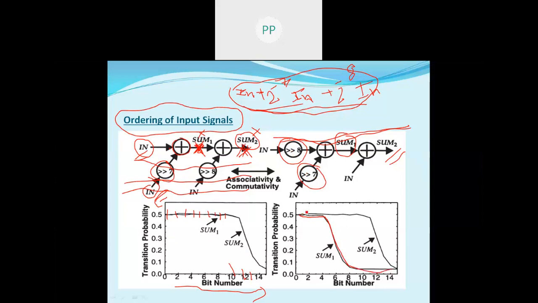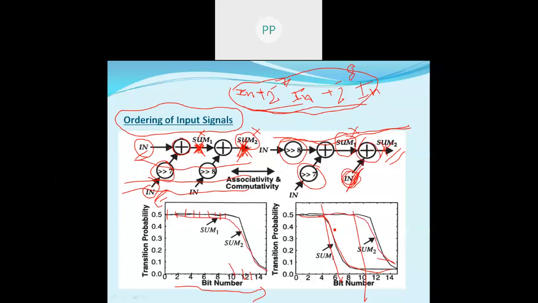This means the higher order bits here are not switching very frequently. But sum 2 has a comparable switching activity at this node. The switching activity is comparable to that of the previous case, because here this adder is adding a big input with a smaller input, you can see here. So here the sum 2 activity is almost similar to that of the sum 1 and sum 2 activities for the first implementation. So you can see that the functionality remains the same in the two implementations.